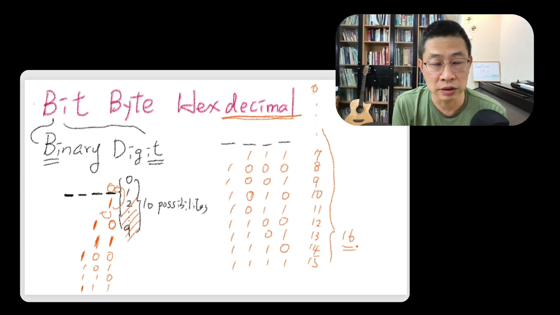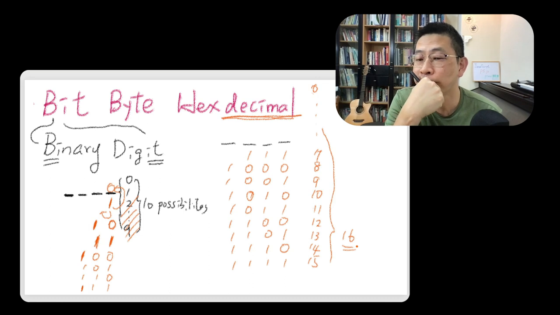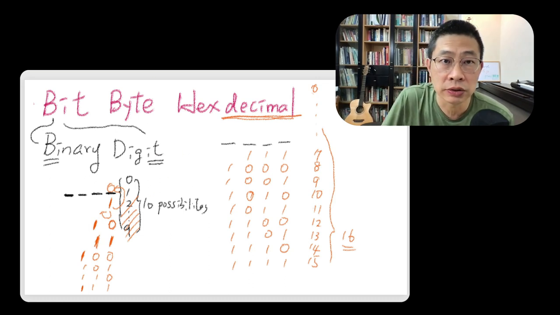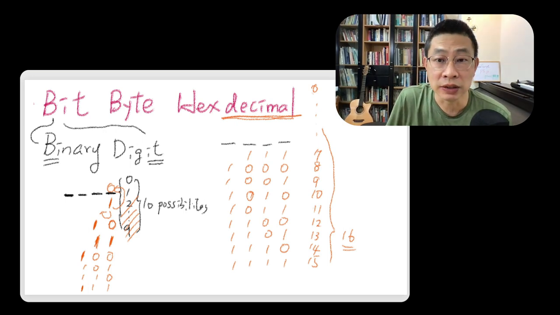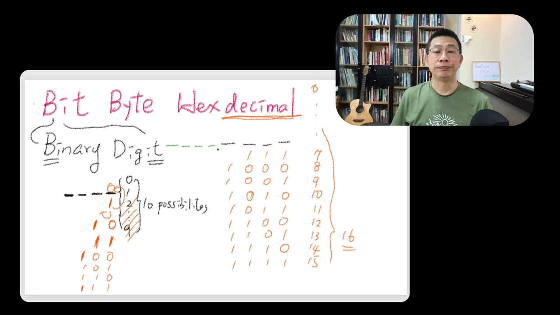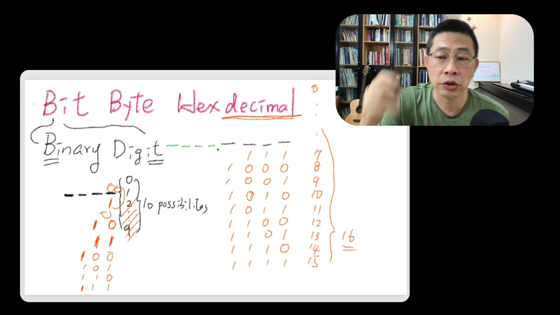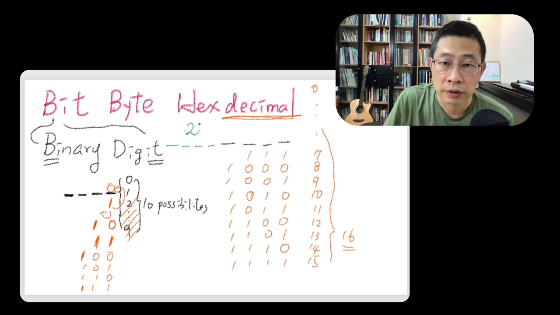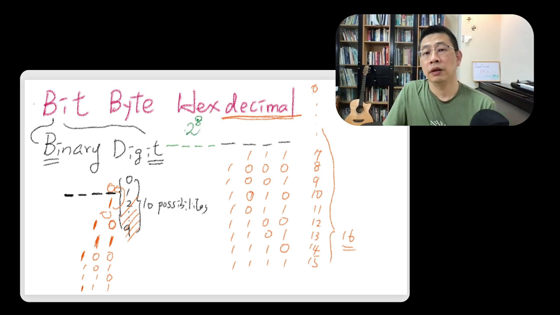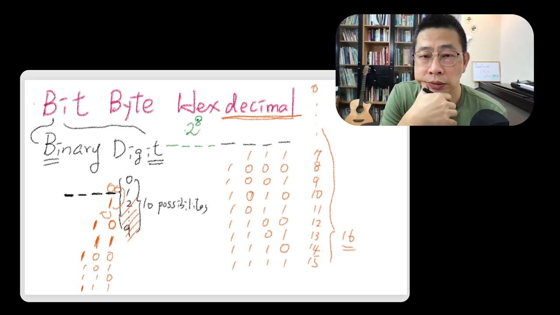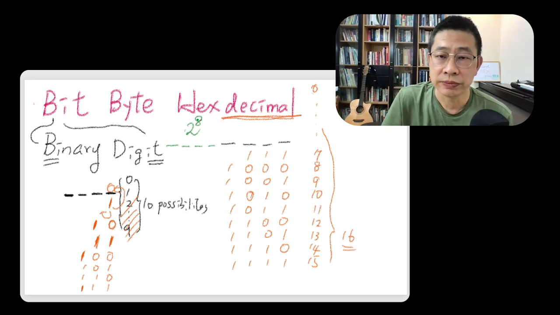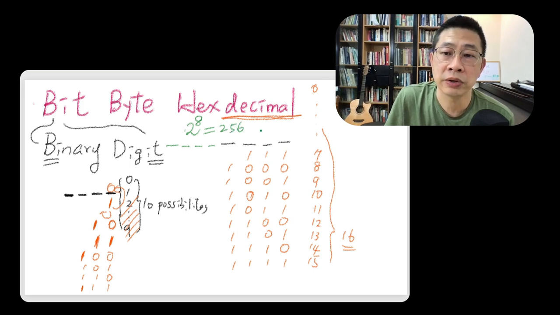If you got 8 bits, how many combinations? Let's assume you have some more money and you buy more bits. Think about that. Every location can have a 0 or 1, so that will be 2 to the power of 8. That is 256 combinations, but the number will be from 0 to 255.